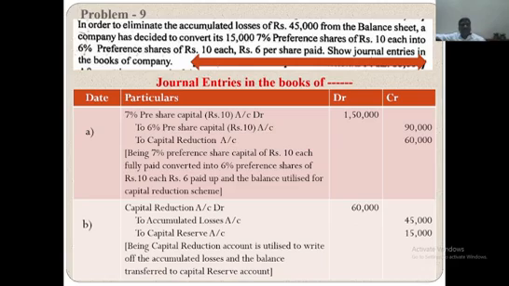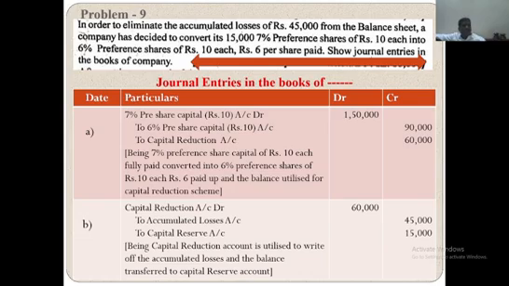First, old preference share capital, 7% preference share capital account debit. To 6% preference share capital account, to capital reduction account. The 6% preference share has a paid-up value of 6 rupees, though the face value is 10. 6 into 15,000, 90,000. So total old share capital value is 1,50,000, but new share capital value is 90,000. The remaining 4 rupees is known as capital reduction. So 15,000 into 4, 60,000. This is called capital reduction.